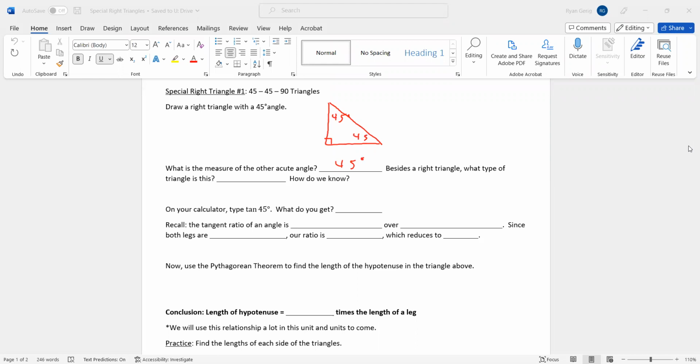Now, besides a right triangle, what type of triangle is this? Well, we know it's a right triangle based on its angles, but what about by its sides? You might say we don't know anything about the sides, but in fact, we do. I will tell you that this is an isosceles triangle. How do we know it's an isosceles triangle? I'm going to tell you the theorem and then I'll explain it. It's the converse, and you learned this in first semester, of the isosceles triangle theorem.